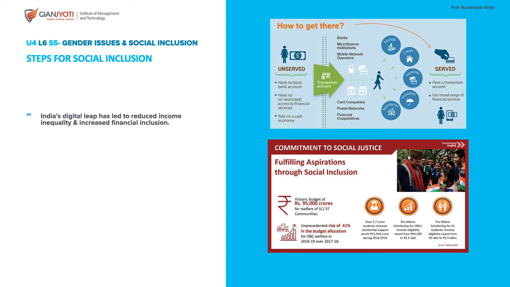And for the other backward classes, pre-matric scholarships, the income eligibility was raised from almost 44,000 to 2.5 lakhs. Similarly, for scheduled caste scholarships, pre-matric conditions and the income eligibility have also been raised, so as to include more and more people into the social network.